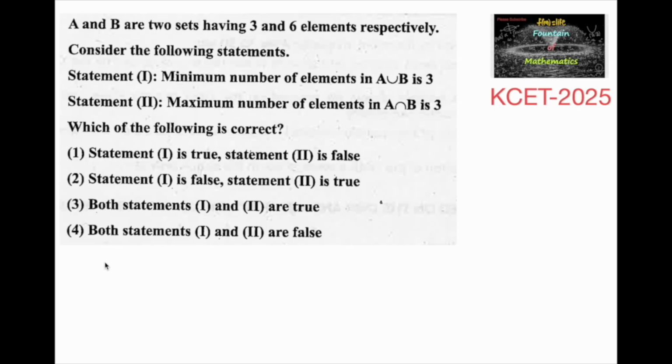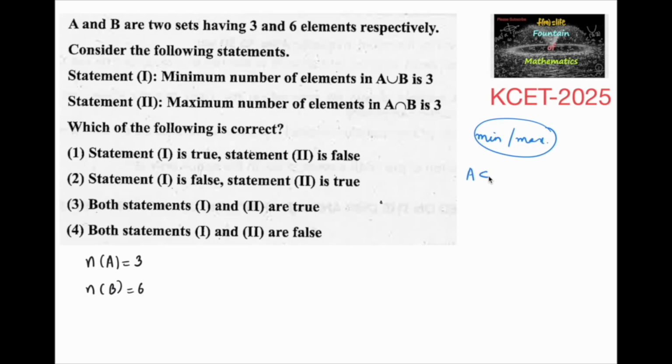A and B are two sets such that the number of elements in set A is equal to 3 and the number of elements in set B is equal to 6. And we need to consider the statements: the minimum number of elements in A union B and the maximum number of elements in A intersection B. For the minimum or maximum number of elements in A intersection B or A union B, we need to consider two cases.